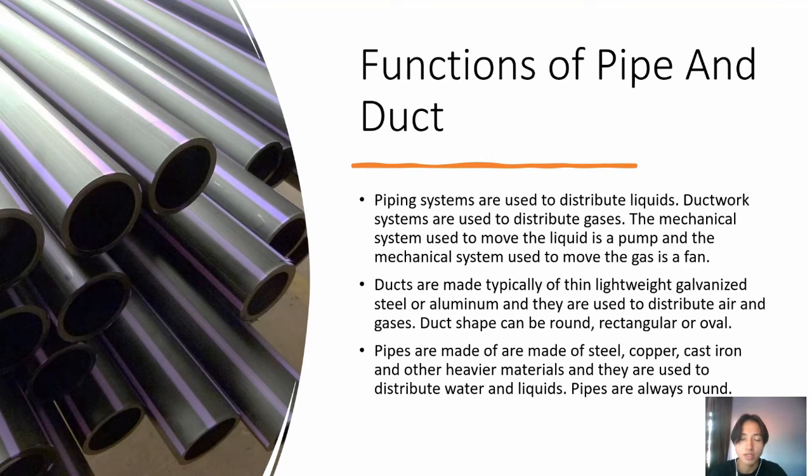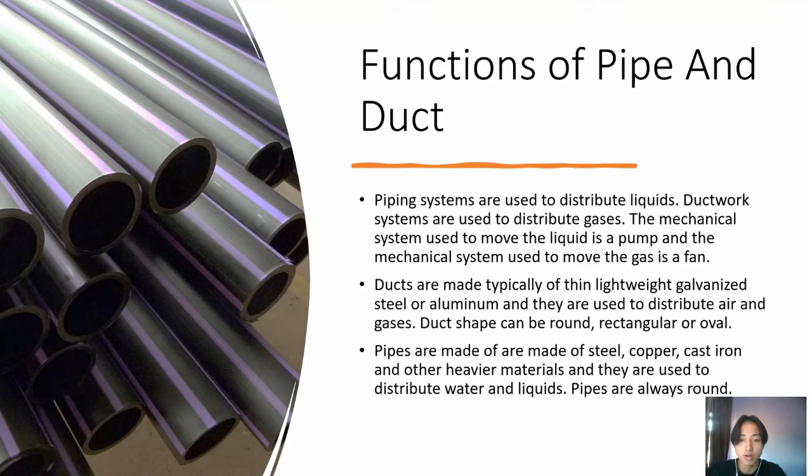Hi, I'm Farid and I'm going to explain about the functions of pipe and duct. So piping systems are used to distribute liquid, ductwork systems are used to distribute gases. The mechanical system used to move the liquid is a pump and the mechanical system used to move the gas is a fan. So ducts are made typically of thin lightweight galvanized steel and or aluminum and they are used to distribute air and gases.